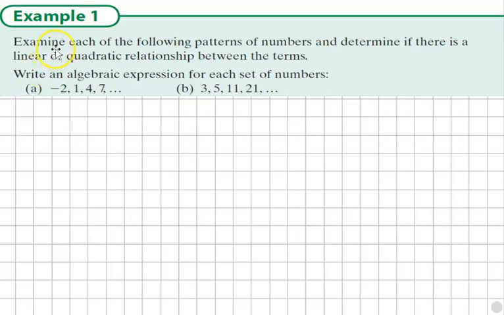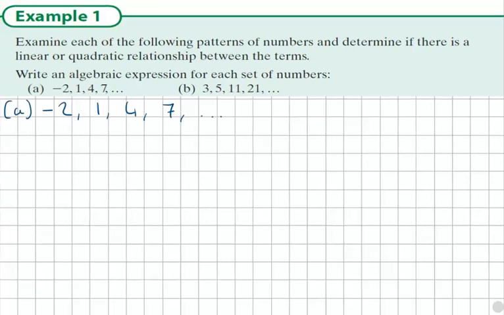Example 1. Examine each of the following patterns of numbers and determine if there is a linear or quadratic relationship between the terms. Write an algebraic expression for each set of numbers. So part A, minus 2, 1, 4, 7, ... So I'm going to start by just writing out my pattern.